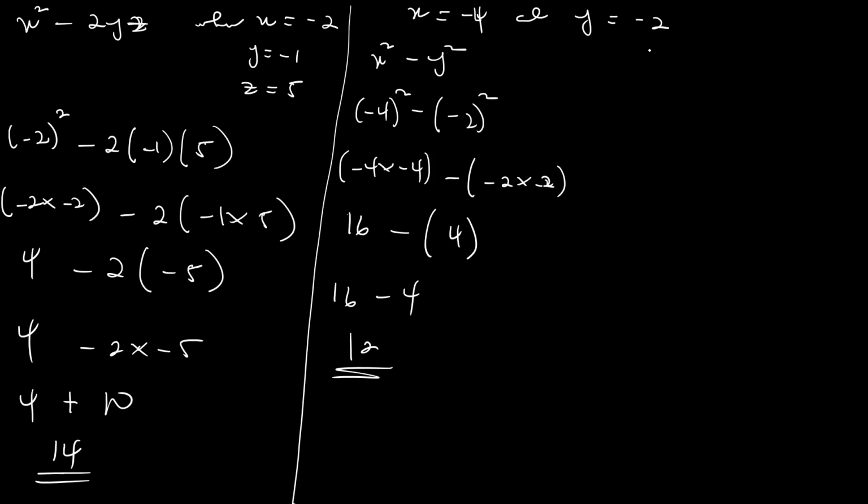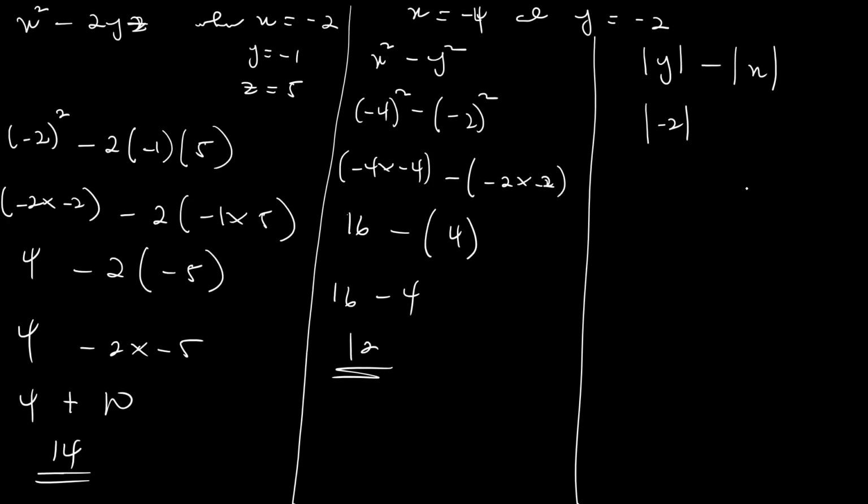We are also given that we should find the absolute value of y minus the absolute value of x. So y is minus 2, minus the absolute value of x, which is minus 4. So minus 2 minus 4 gives us what? Minus 2.